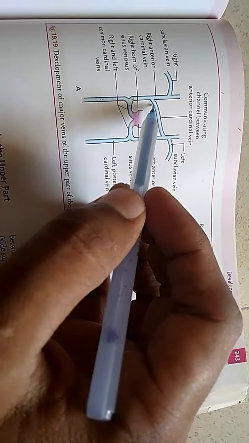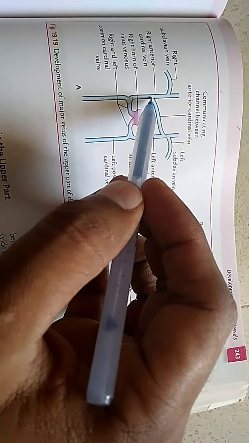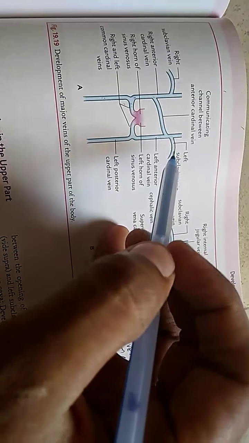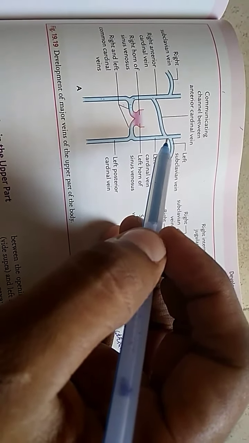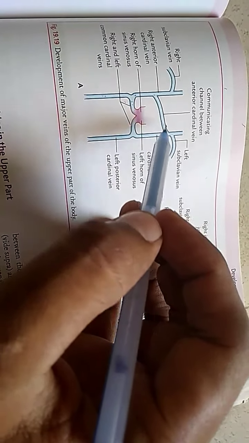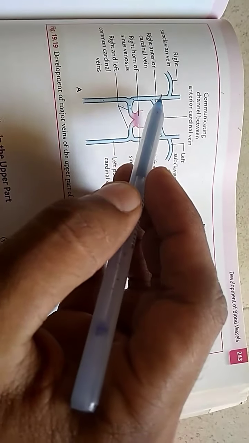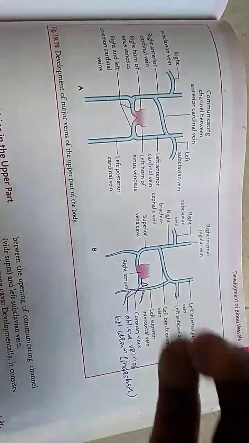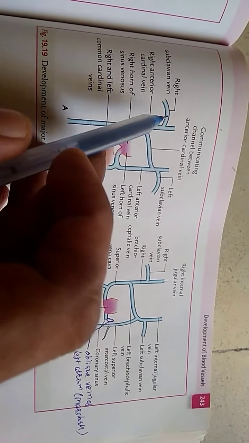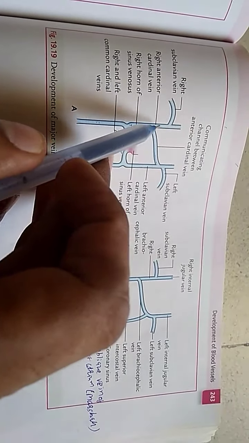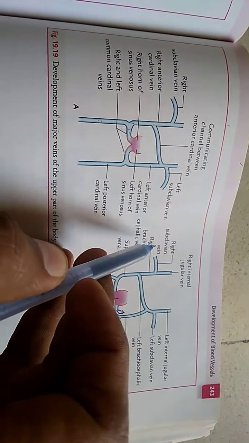Now, an oblique cross communication is established between the right and left anterior cardinal veins caudal to the attachment of the subclavian vein. This oblique cross communication forms the left brachiocephalic vein. The part of the right anterior cardinal vein between the attachment of the right subclavian vein and the oblique communicating channel forms the right brachiocephalic vein.